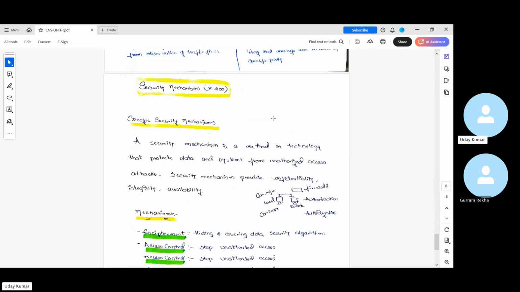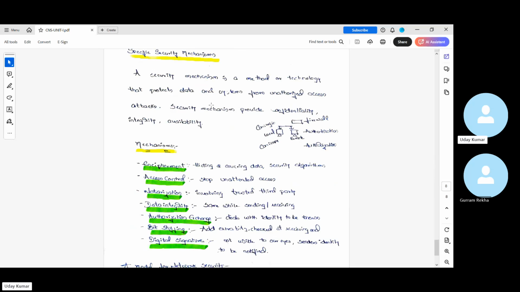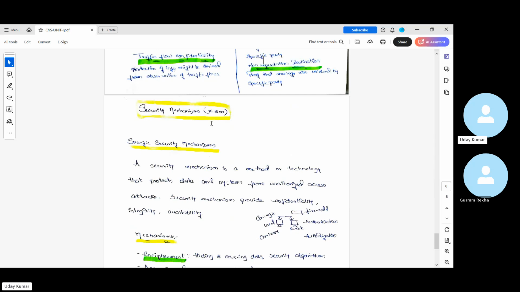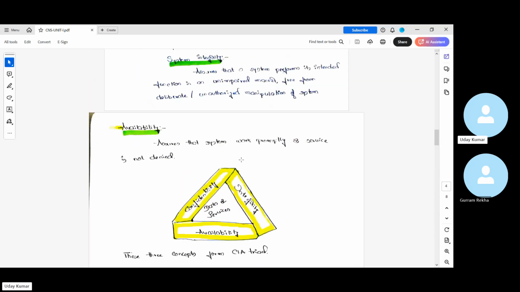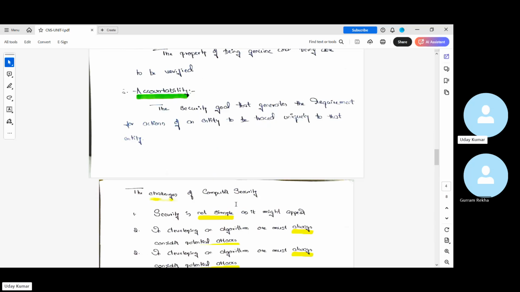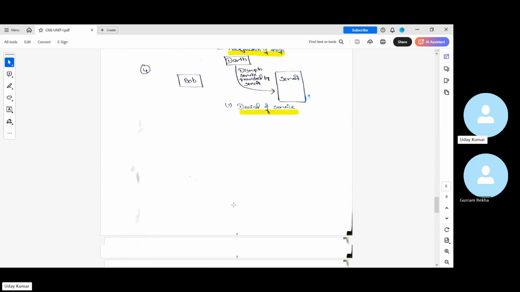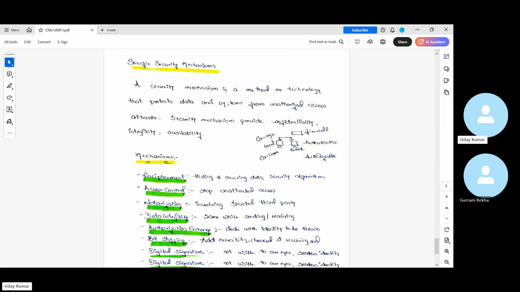Next is security mechanisms. A security mechanism is a method or a technology that protects systems from unauthorized access and attacks. Security mechanisms provide confidentiality, integrity, and availability. This is the triad that we mentioned previously, that triangle diagram: confidentiality, integrity, and availability. So what are the security mechanisms?